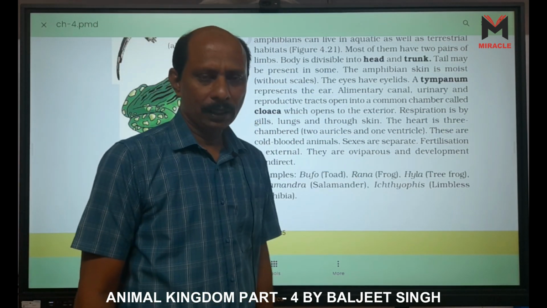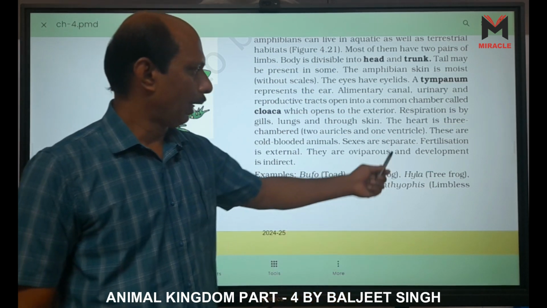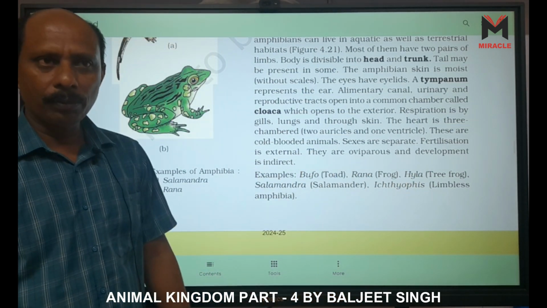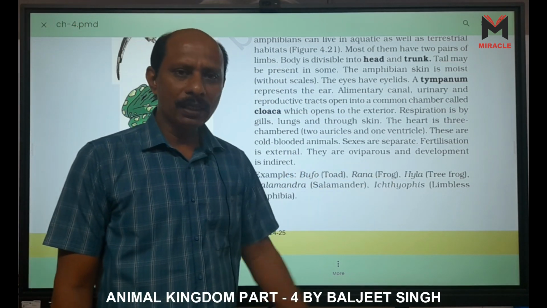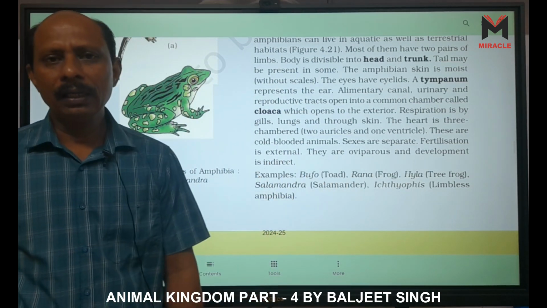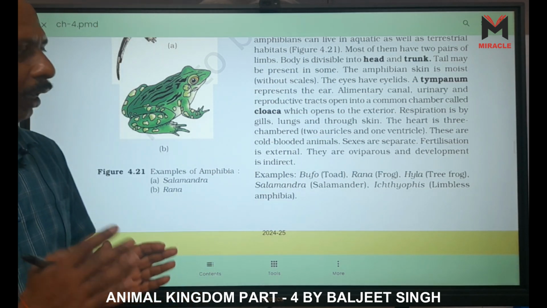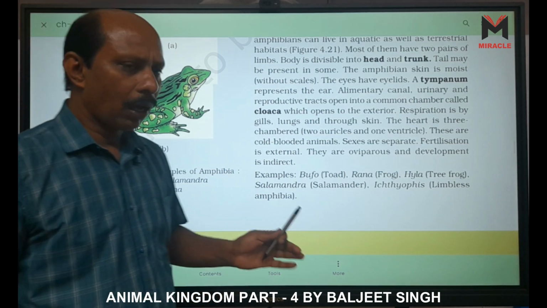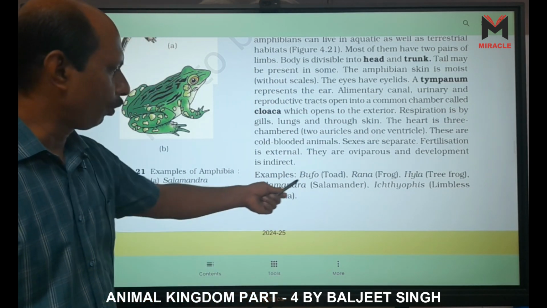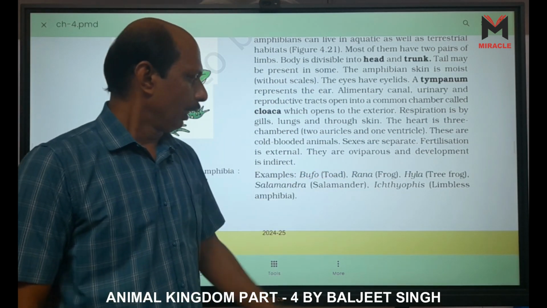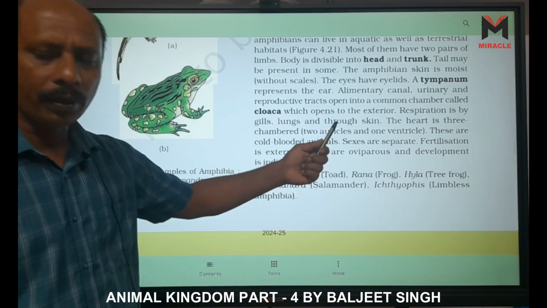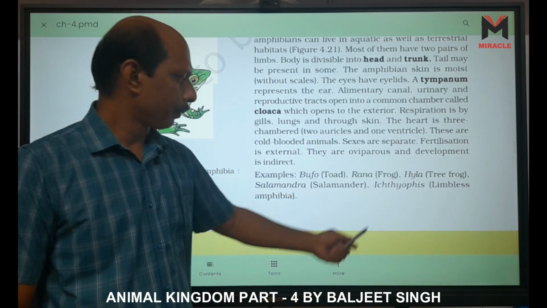Sexes are separate, which means male and female are separate, as you read in our frog. Fertilization is external, outside the body. They are oviparous, which means they lay eggs, and development is indirect. Indirect means they have a larval phase. Different animals have different larvae. The larva of salamander is called the axolotl larva, and the larva of frog is called the tadpole larva.